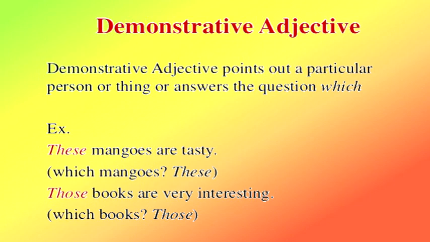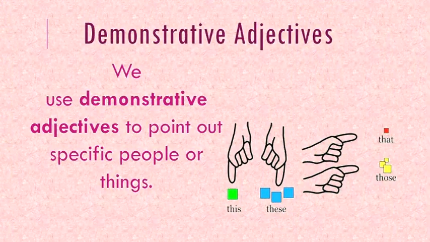Now children, one very important thing which you should always keep in your mind is since we are talking about adjectives, so with our demonstrative adjectives, a noun should always be there. Like in these sentences, mangoes, books. These two words are nouns. So we use demonstrative adjectives to point out any specific particular people or things. This, these, that, those.